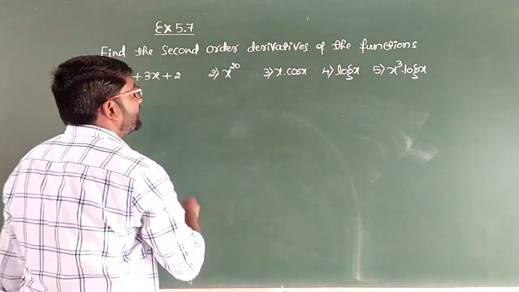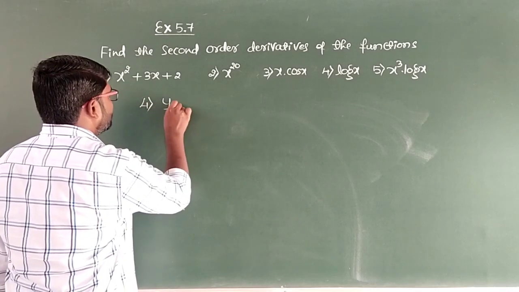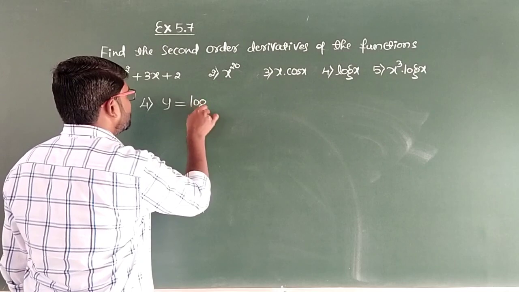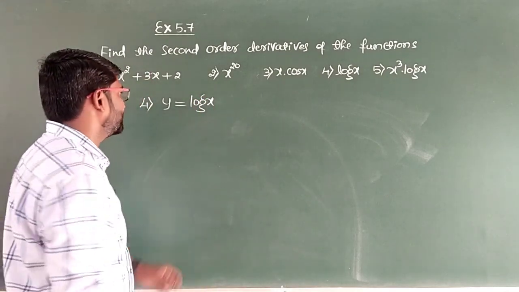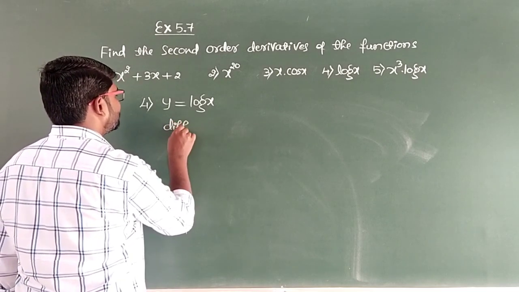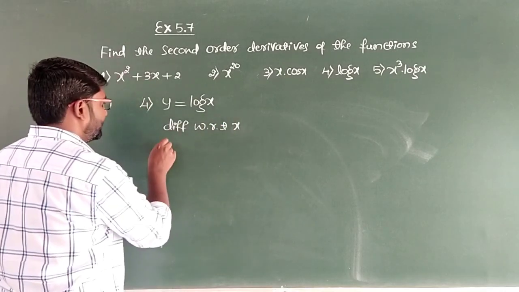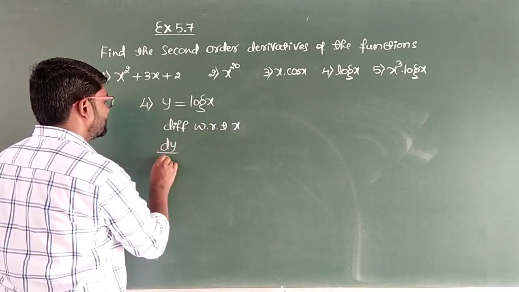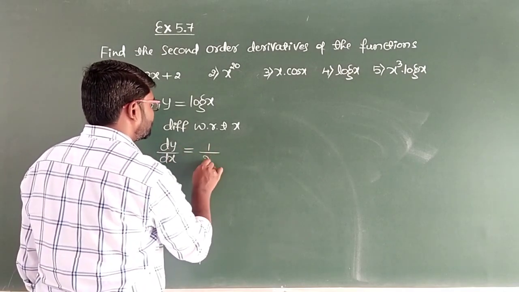Well, the question number 4, it is y which is equals to log x. Then differentiate both the sides with respect to x. We get dy by dx, which is equals to derivative of log x, it will be 1 by x.